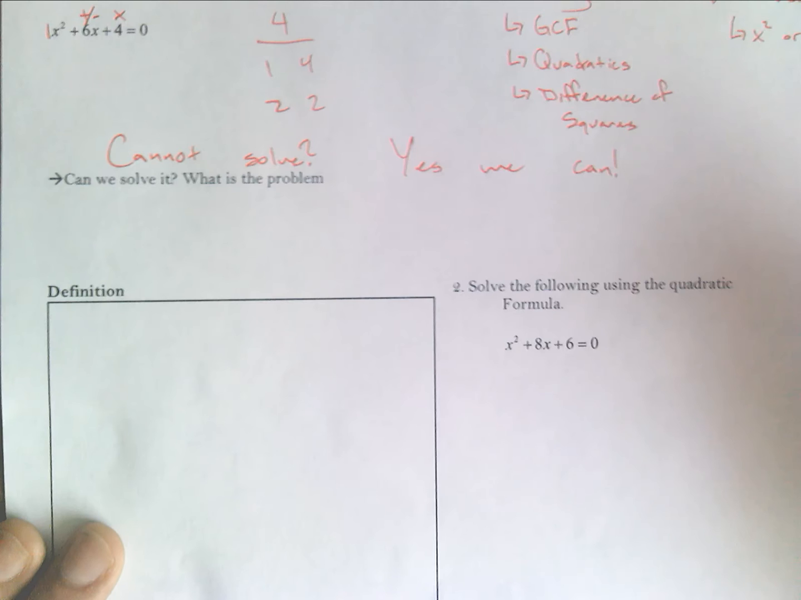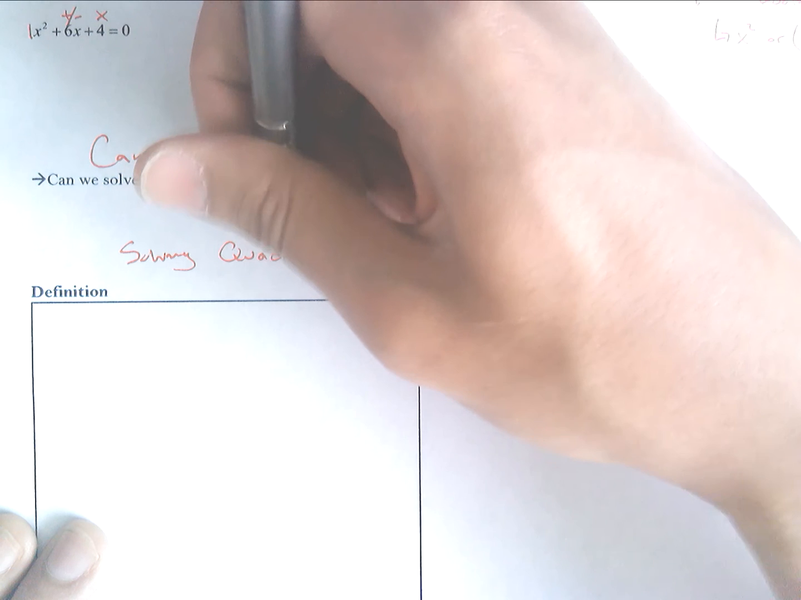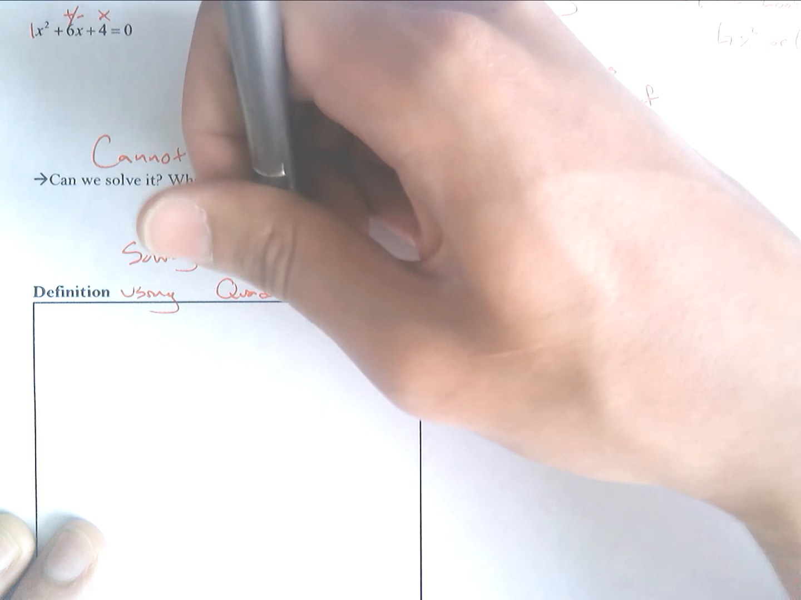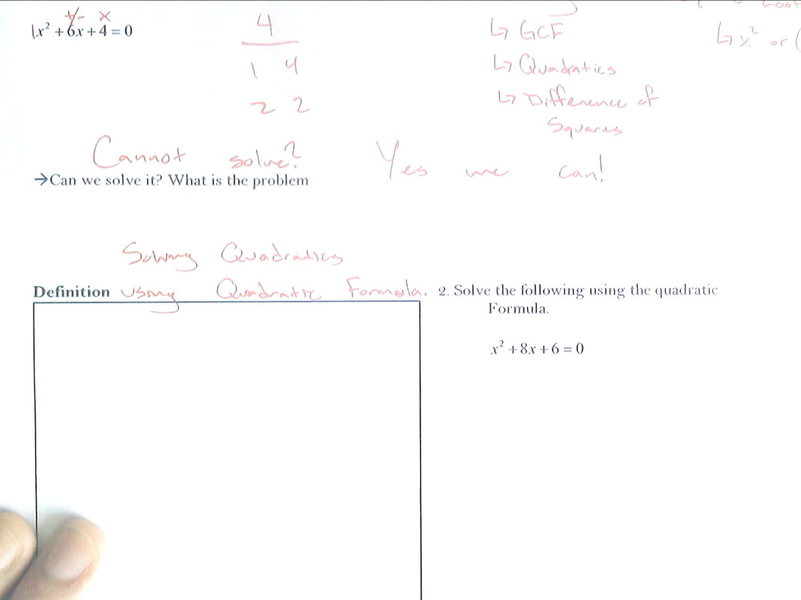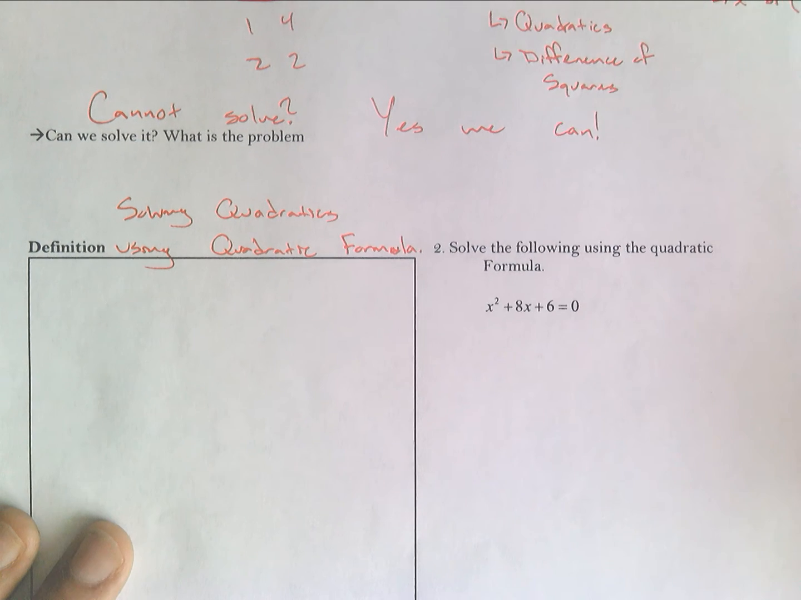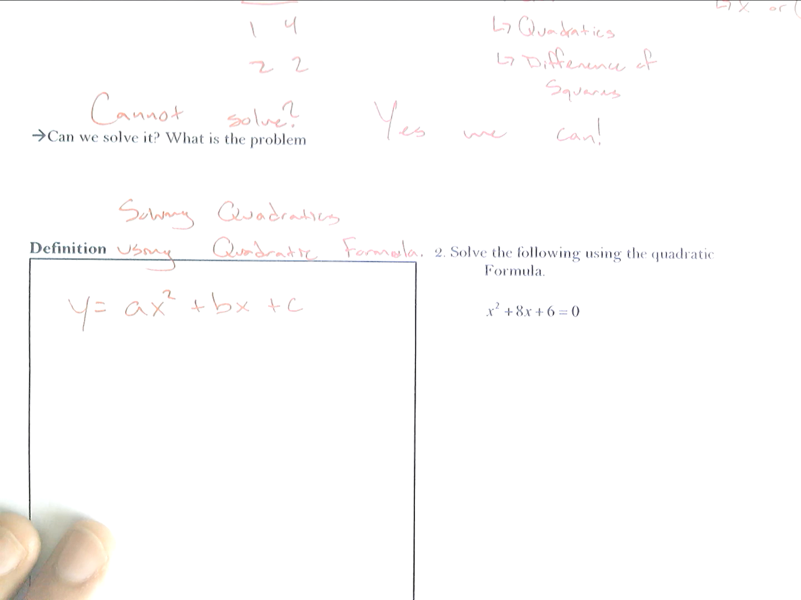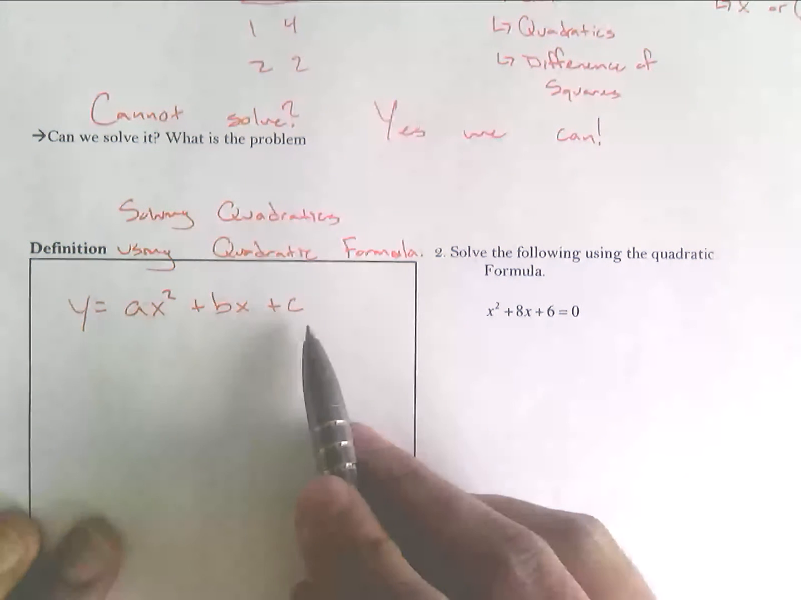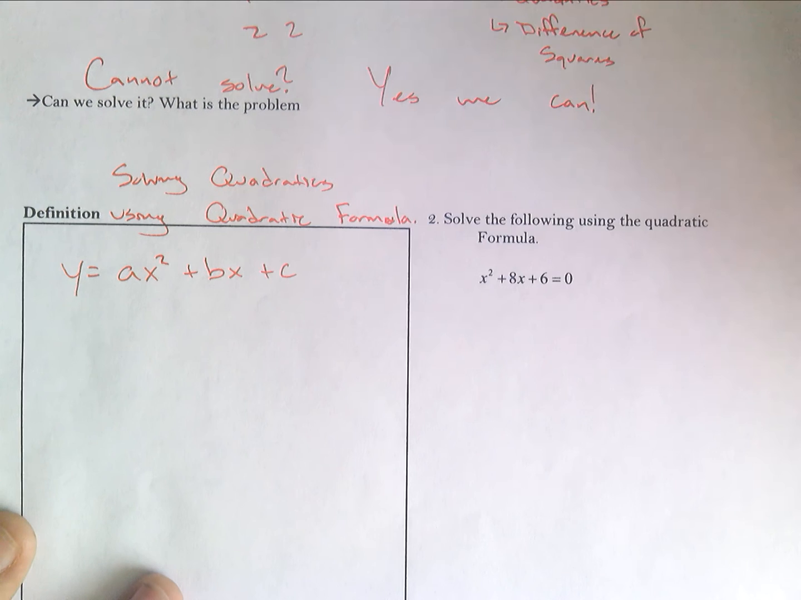So we're going to be solving quadratics using the quadratic formula. If you remember back when we first talked about quadratics, the standard form for a quadratic is y equals ax squared plus bx plus c. We write these in descending power order, from the x squared to the x terms to the constants, or just the numbers, where a, b, and c are the numbers in front of the variables, or the coefficients.